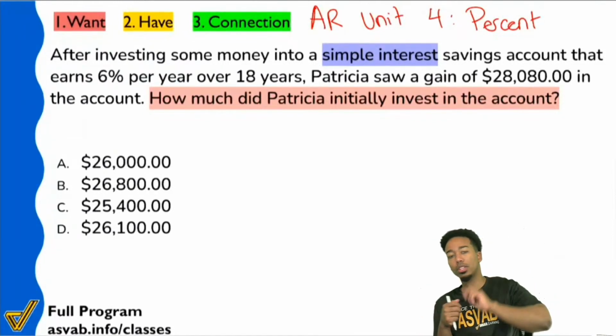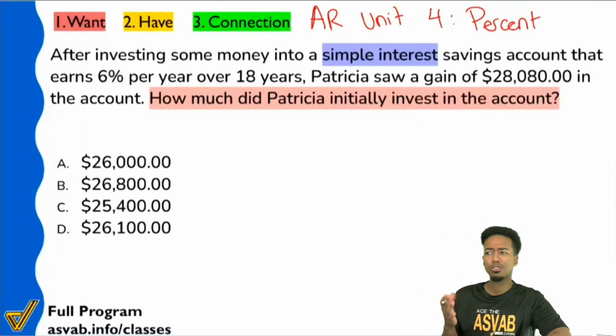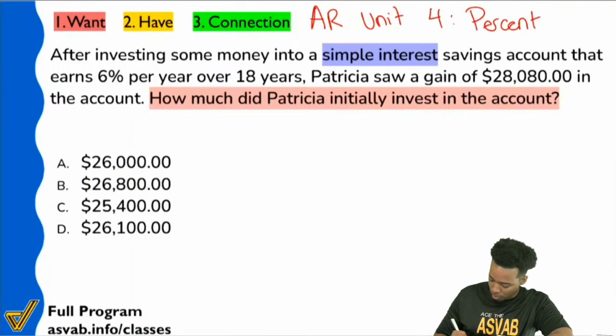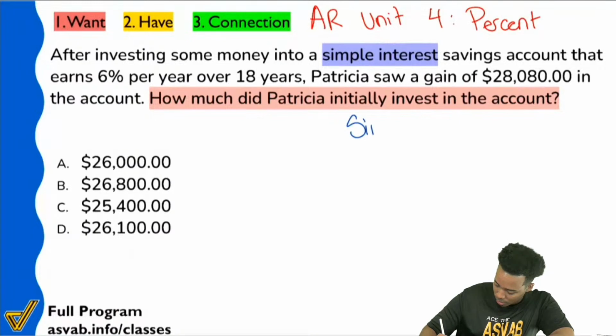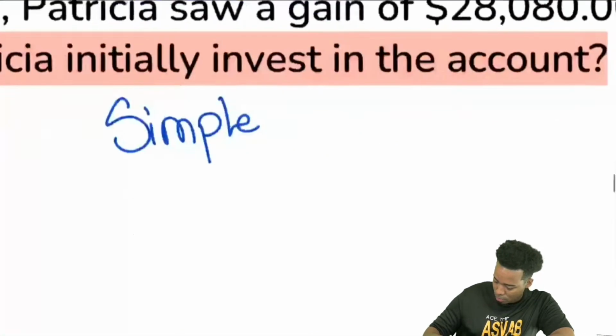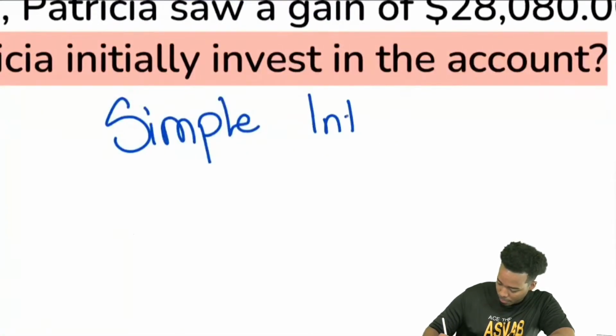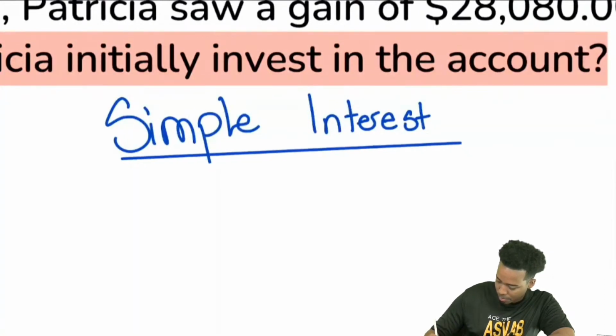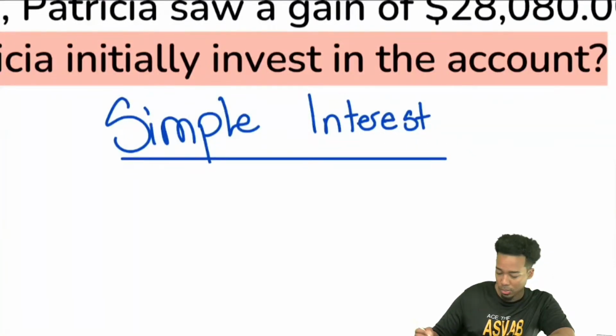There are 2 formulas you want to know for simple interest. And the first one is pretty self-explanatory, but I do want to say it regardless. So here's the 2 formulas. Number 1, the first formula, and again, we're talking simple interest. Let me zoom in here. So for simple interest, and make sure that's straight.